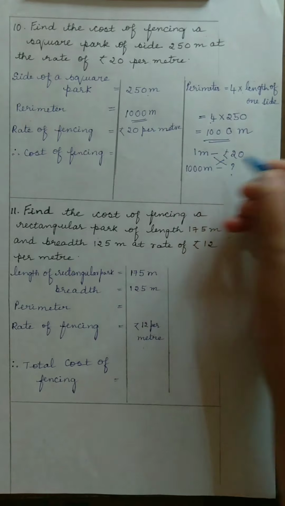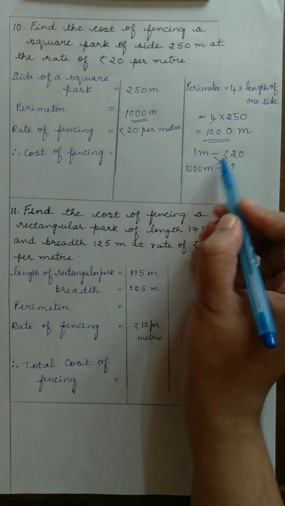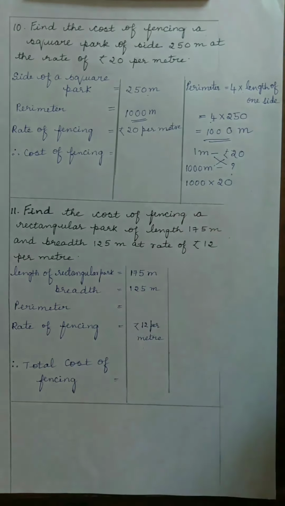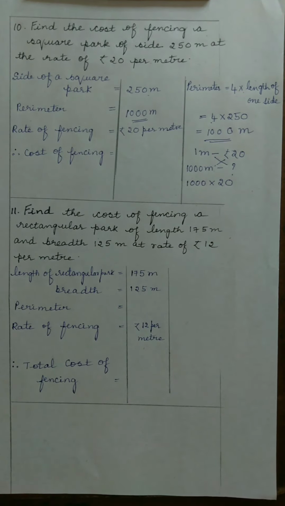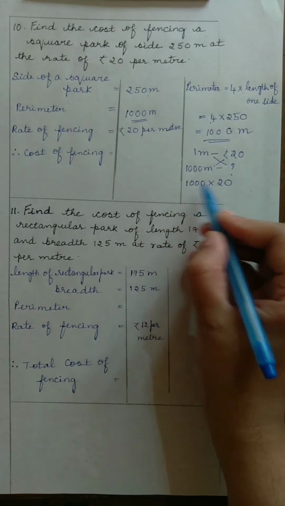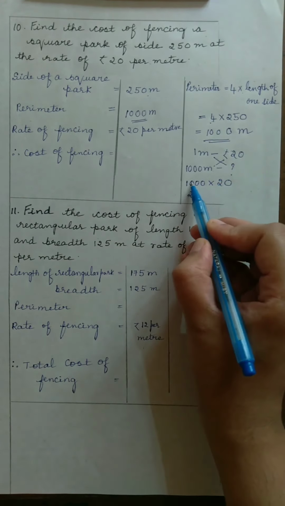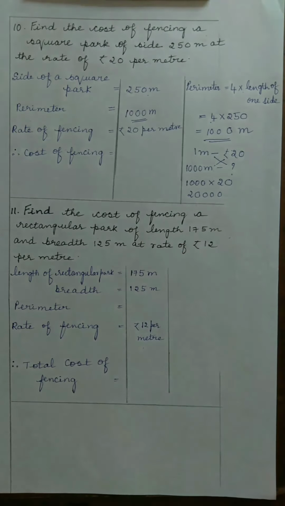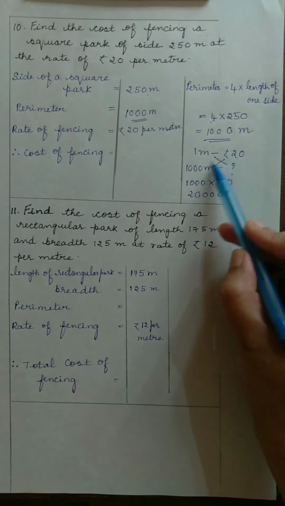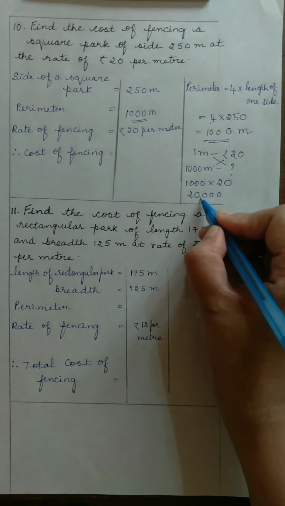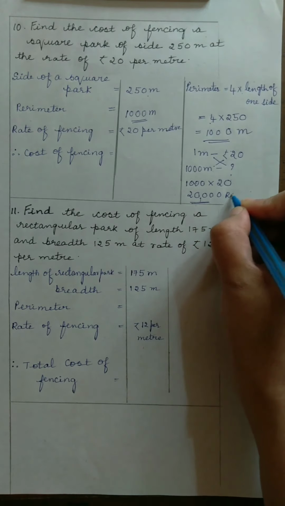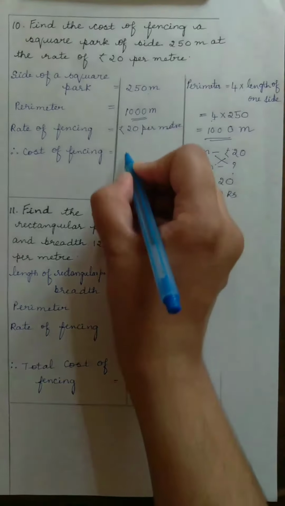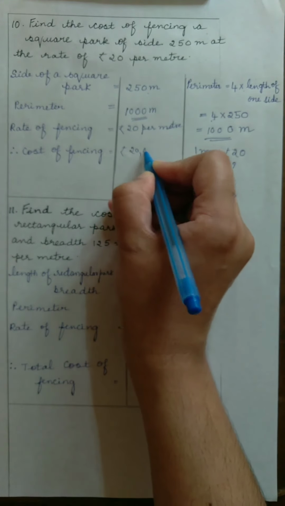Therefore, when we cross multiply like this children, 1000 into 20. So, 1 2s are 2. Count the number of zeros: 1, 2, 3, 4. Right here. This is the easiest method of simplifying when you have zeros. So 1000 into 20, on cross multiplying, we get the final answer equal to 20,000 rupees. Therefore, the cost of fencing will be equal to rupees 20,000.